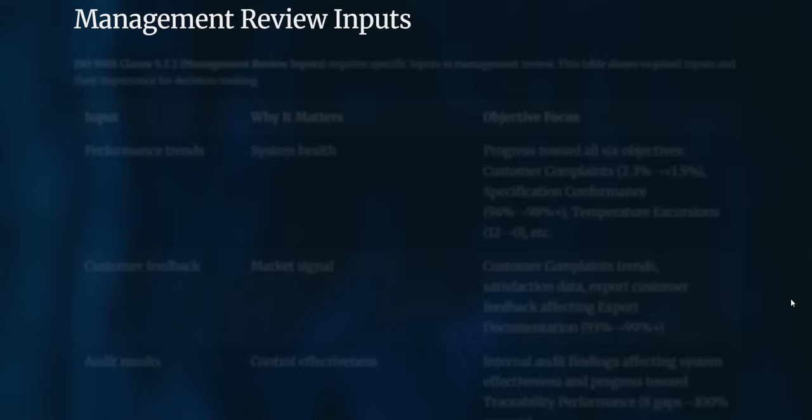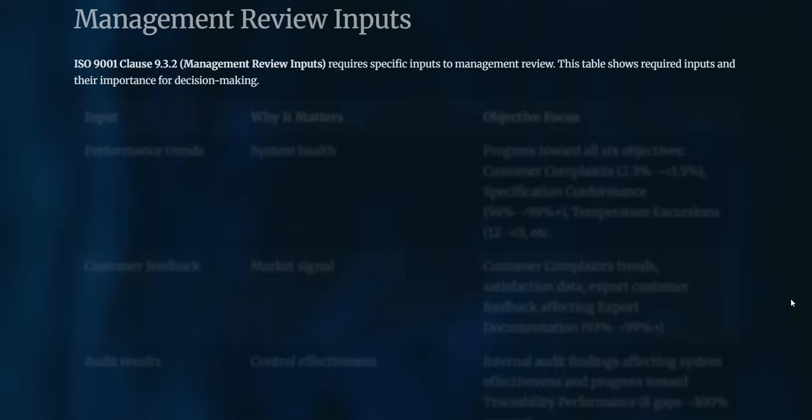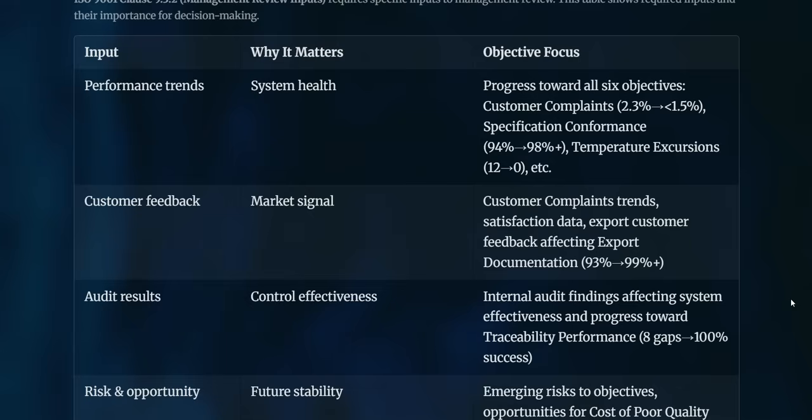Management review inputs. ISO 9001 Clause 9.3 management review requires specific inputs. This table shows the required inputs and their importance for decision making. The first input of the management review must be performance trends. Performance trends matter here because they show system health.